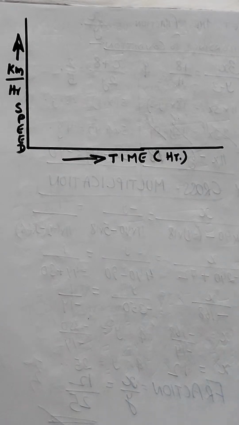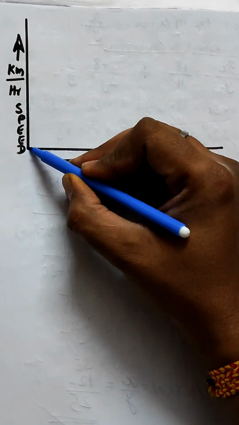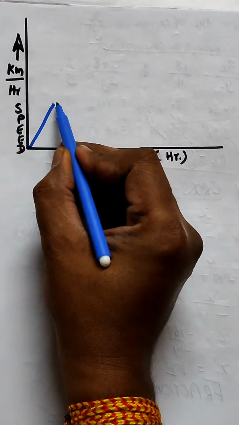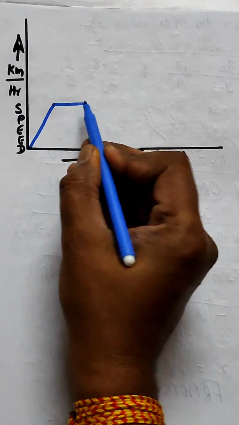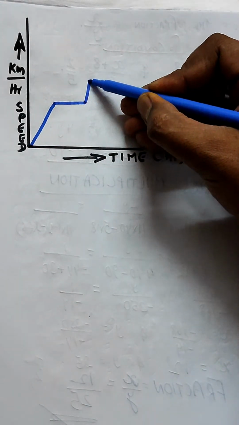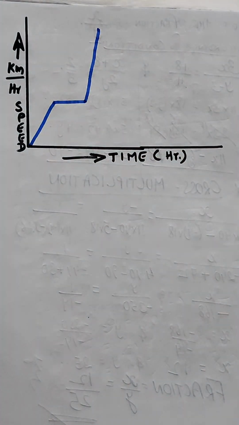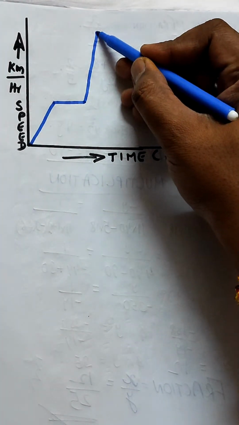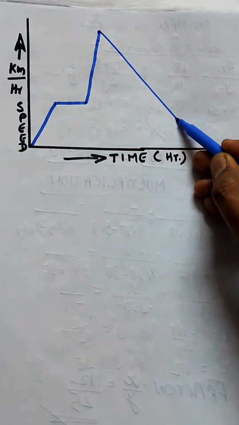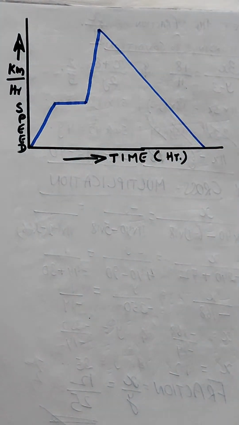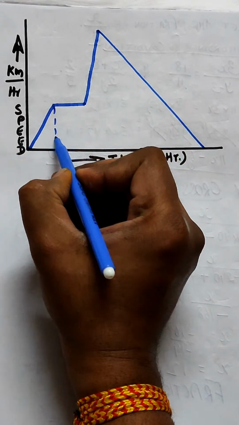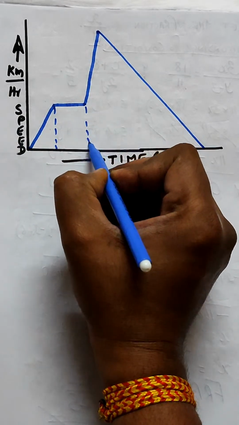Okay, the graph is drawn like this, right? After this, a horizontal line. After this, a steep slope, right? After this, it immediately falls down like this, right? Now this time stamp is given to you.